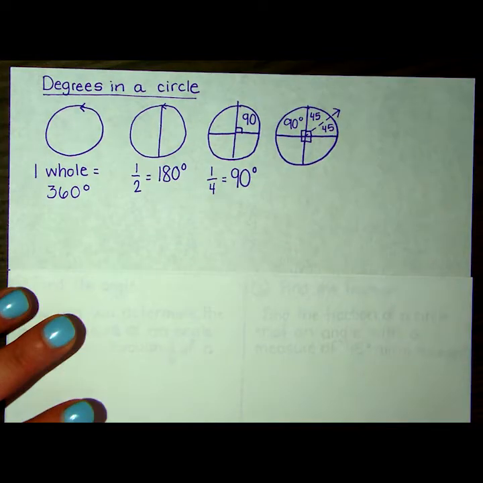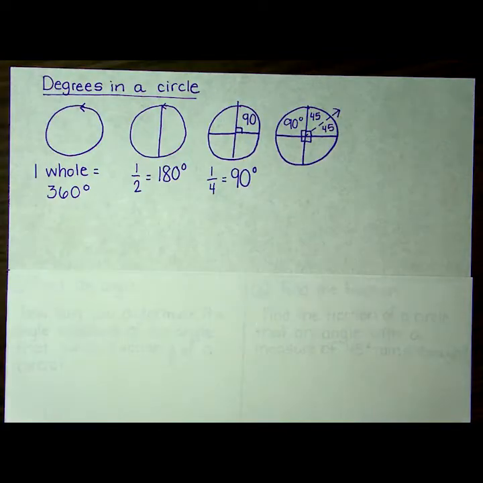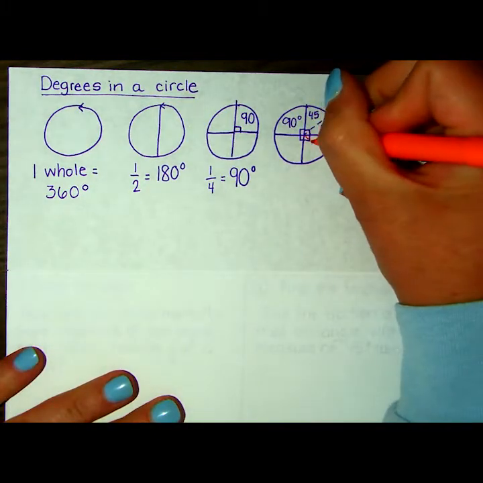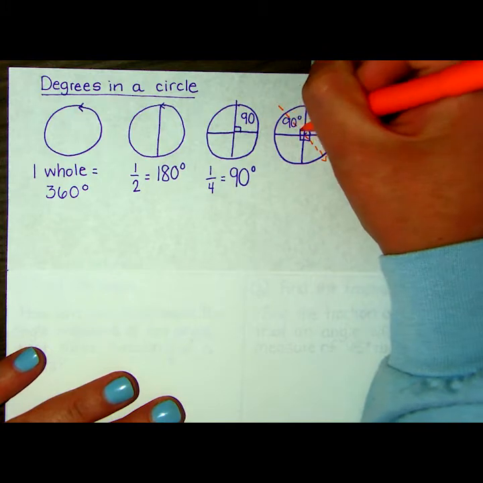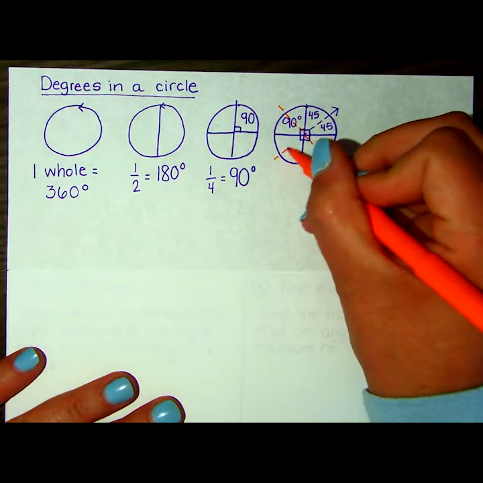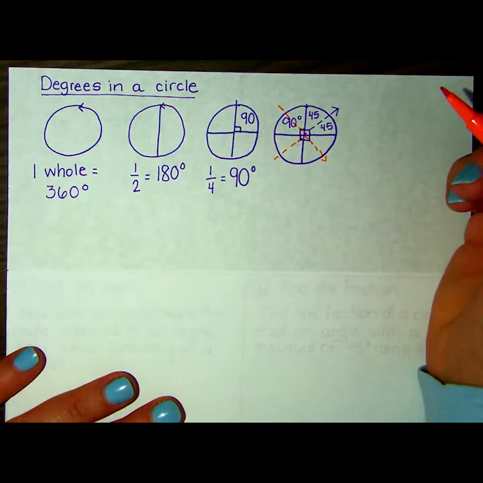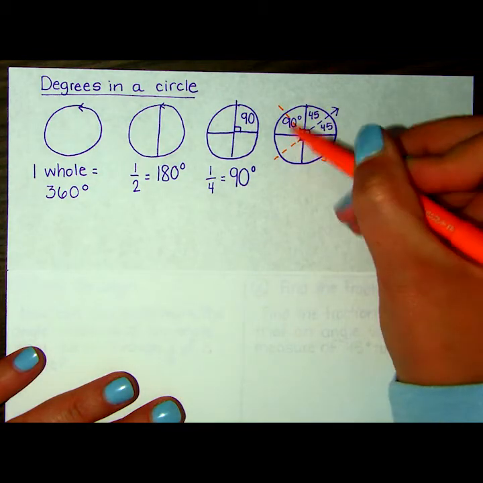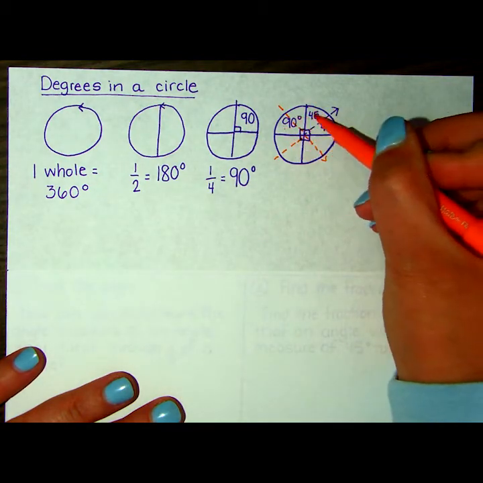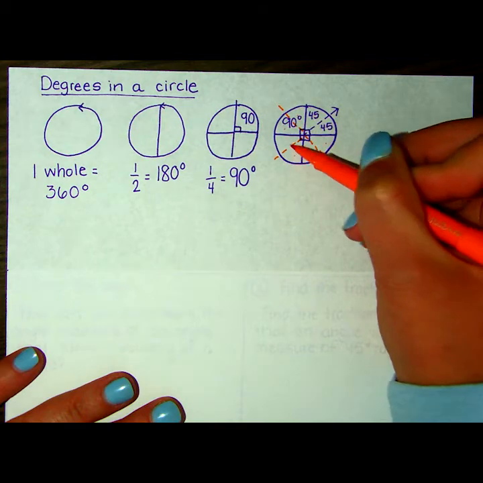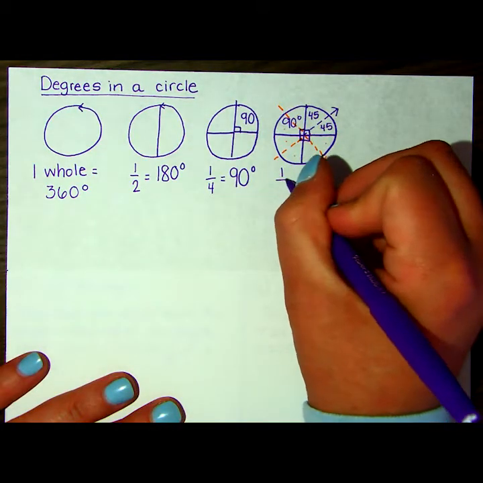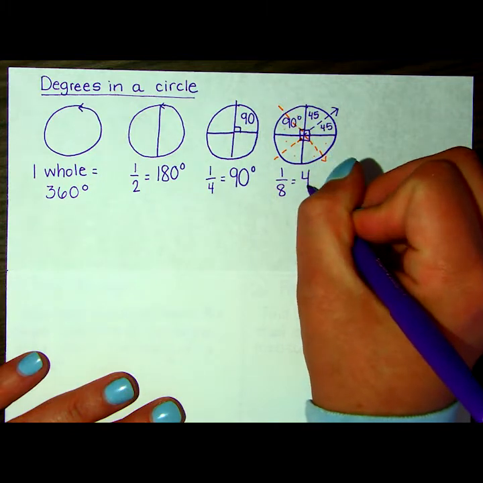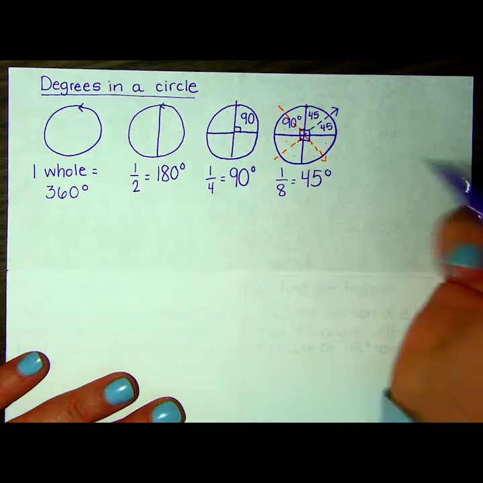Now, if you imagine cutting each of those fourths in half, I want you to think, how many equal parts would you have then? Correct, 8, because you had 4 originally. Now you have 1, 2, 3, 4, 5, 6, 7, and 8. Therefore, 1/8 of a circle is going to be equivalent to 45 degrees.